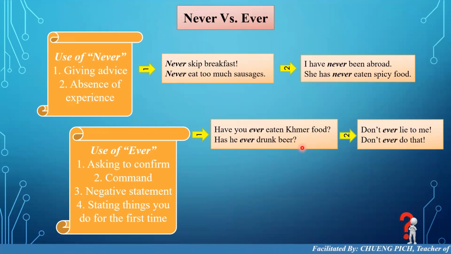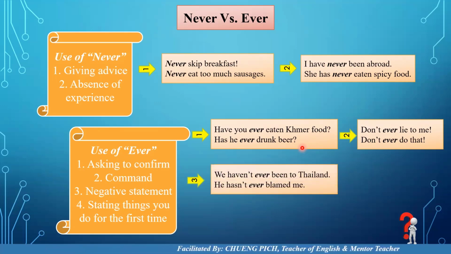Number 2, comment. Okay, don't ever lie to me. You tell the comment to somebody else. For example, you tell your little brother, don't ever lie to me. Don't ever do that. So these two examples show the comment: don't ever lie to me, don't ever do that.